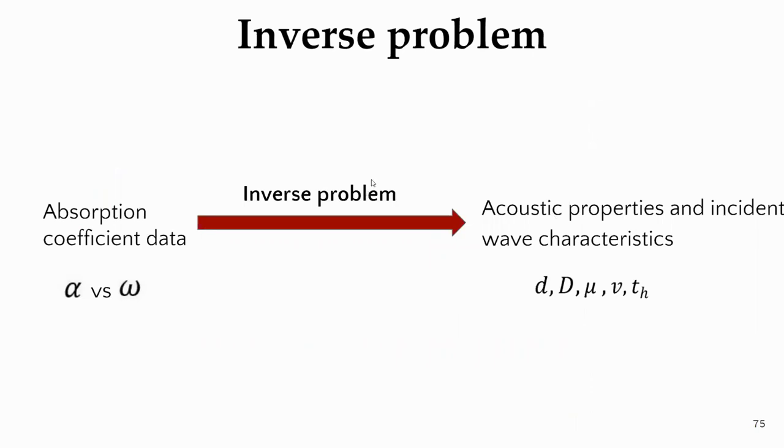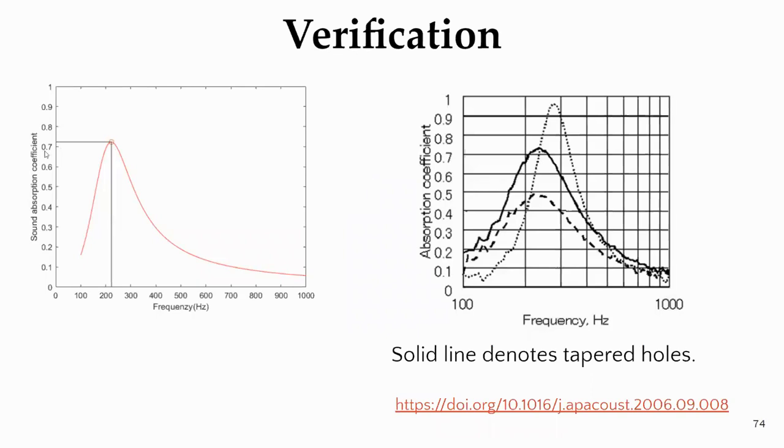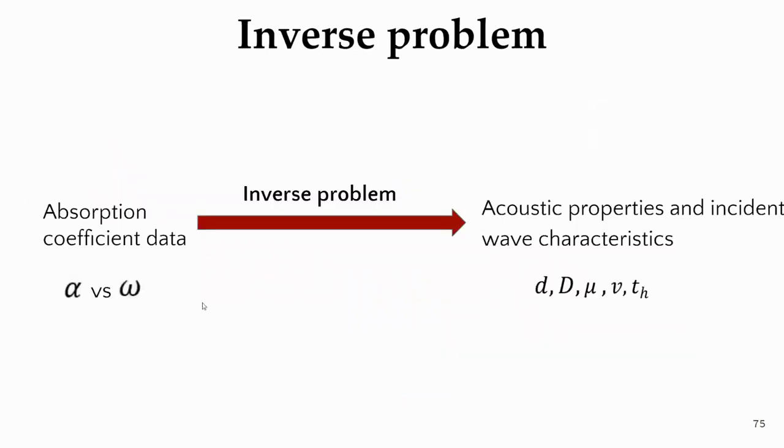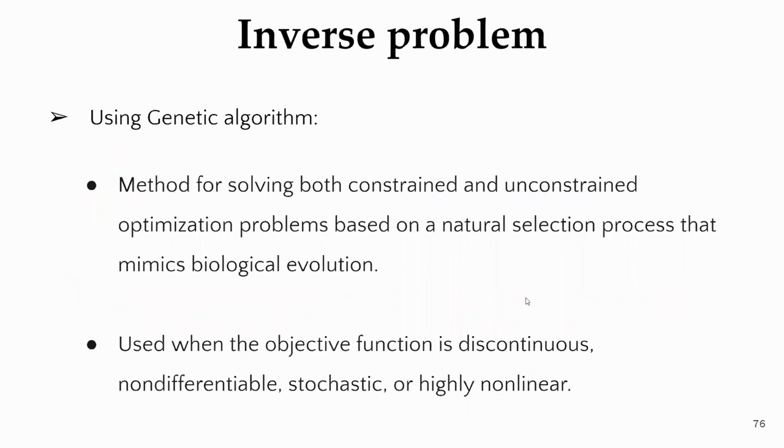So what is the inverse problem? In the previous, it was a forward problem where we got absorption coefficient versus frequency data. By using the absorption coefficient versus frequency data, we do the reverse problem and get the acoustic properties and instant wave characteristics, these values. So how are we going to do this? I used a genetic algorithm.